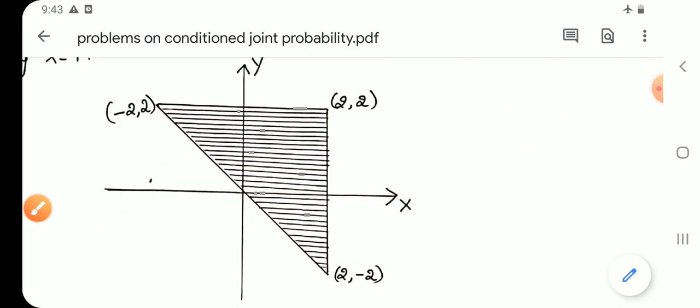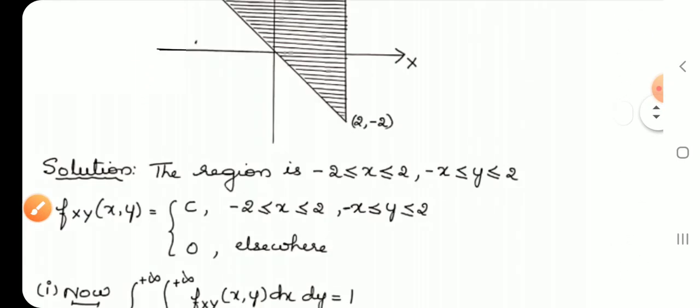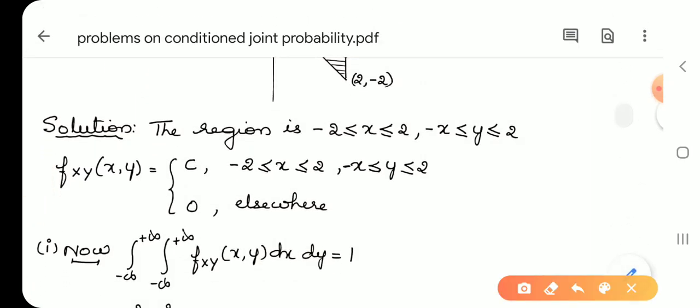So here I will rewrite the PDF from the figure: f_XY of x comma y is equal to c. The range of x we have written is minus 2 less than or equal to x less than or equal to 2, and the limits of y are minus x less than or equal to y less than or equal to 2, as I have shown you using the figure, and it is 0 elsewhere.